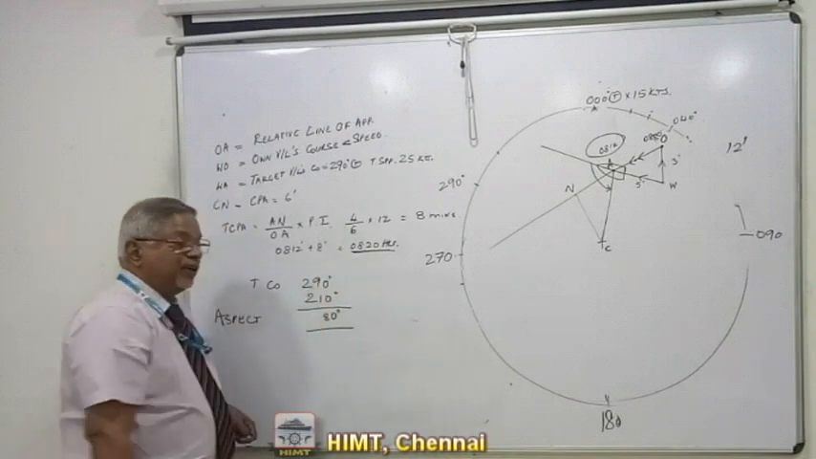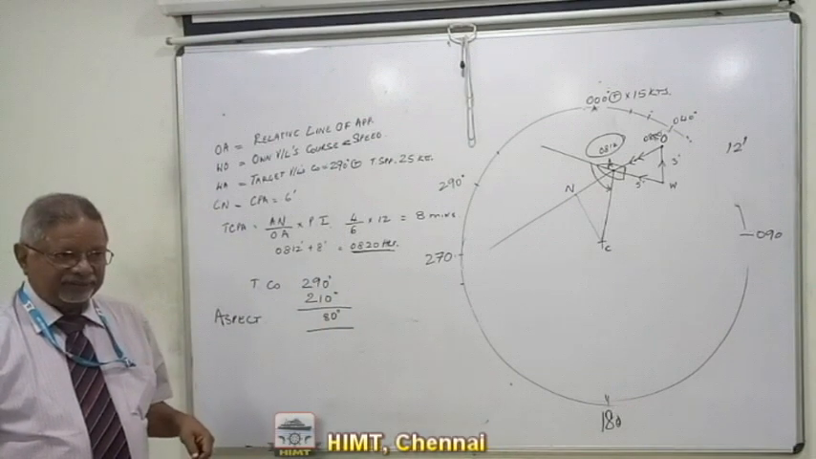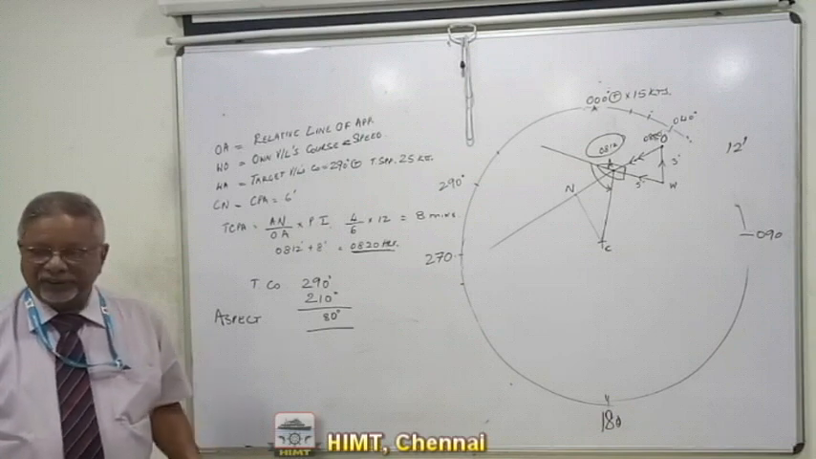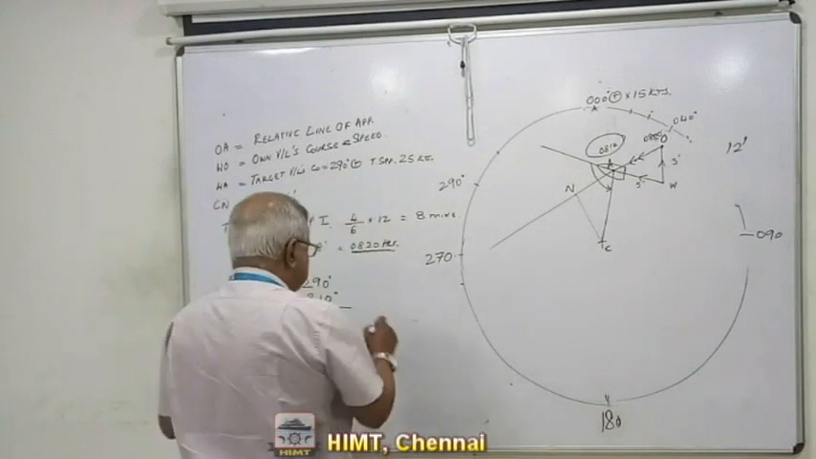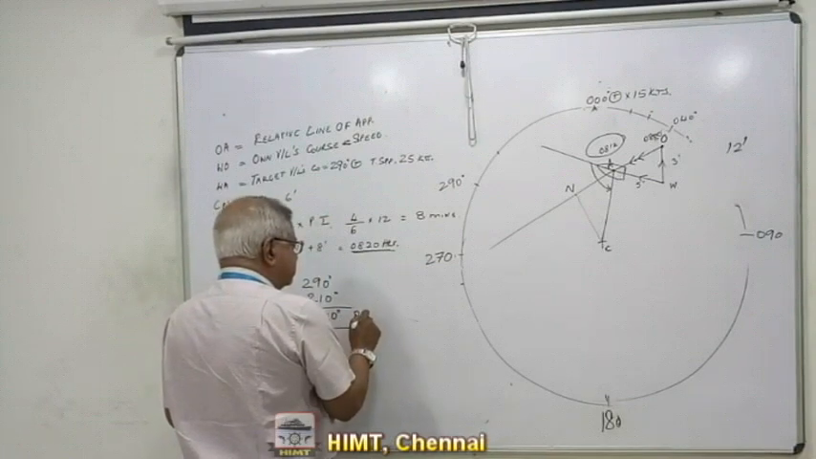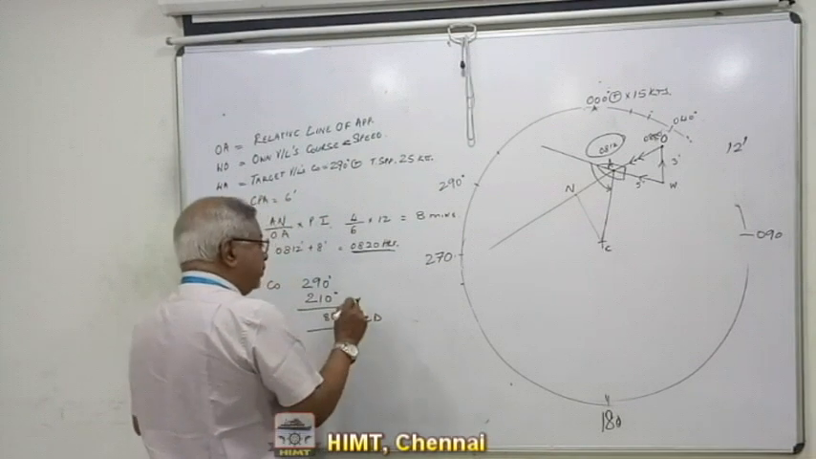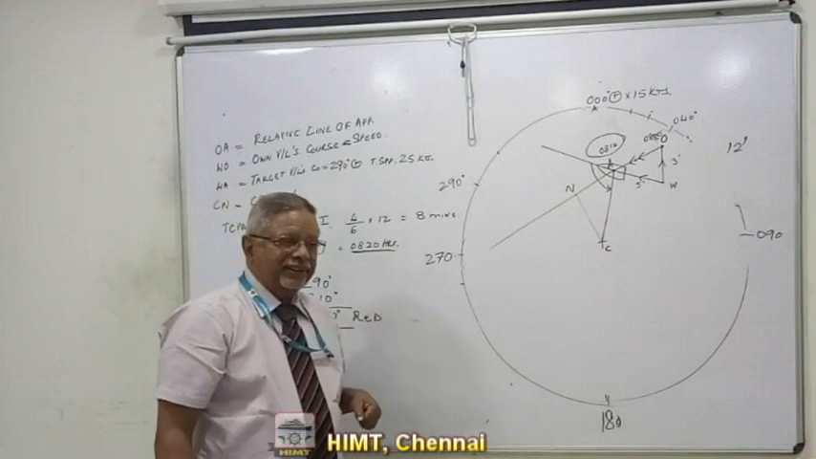Now we have to name it red or green. Is it red or green? Red. We are on the port side of the target. So this is red. 80 degrees red. That is the aspect.